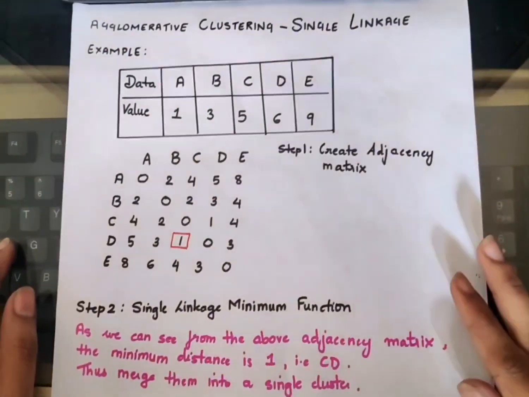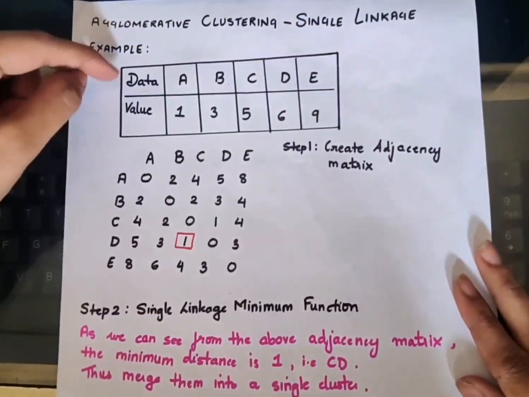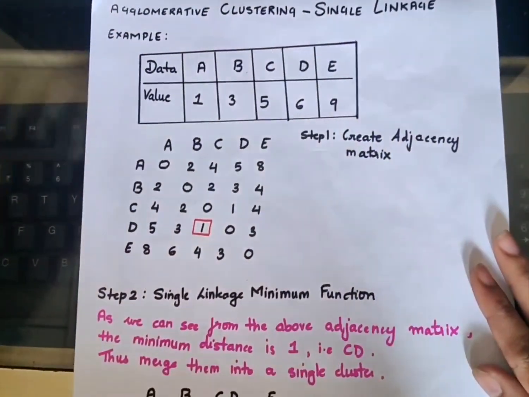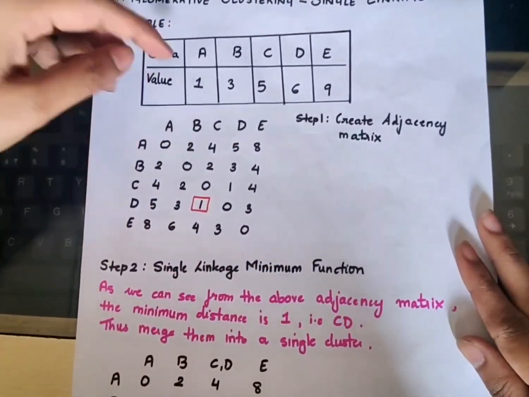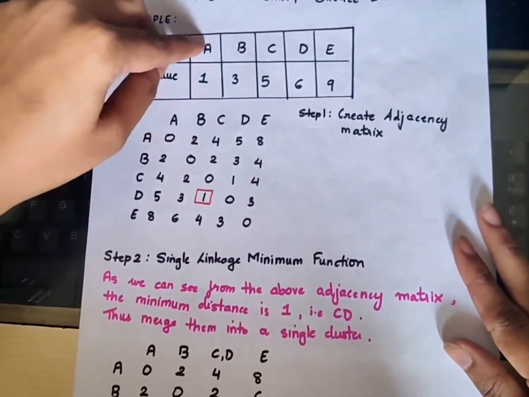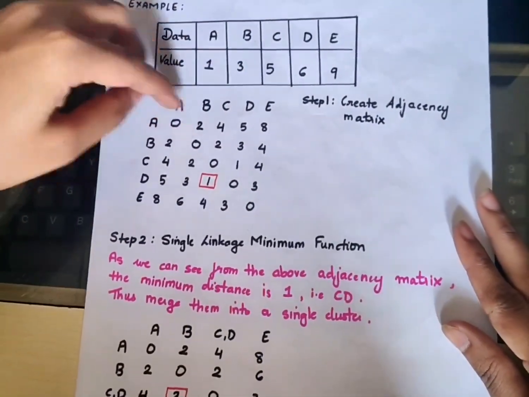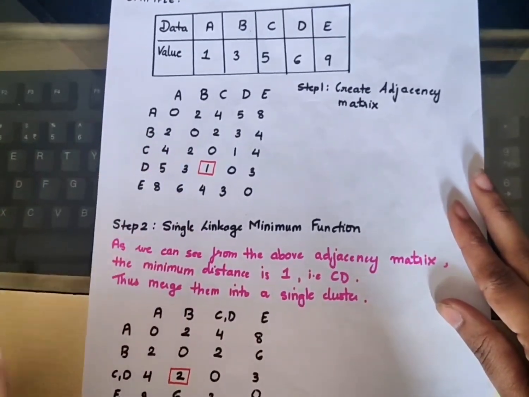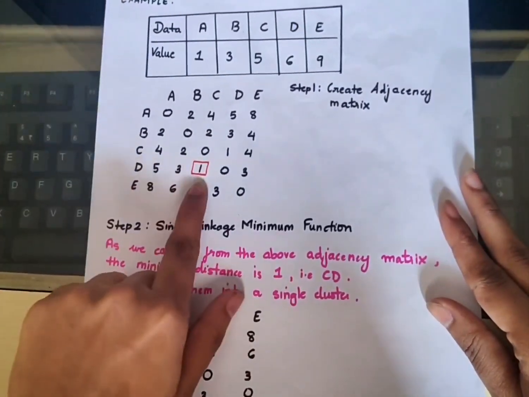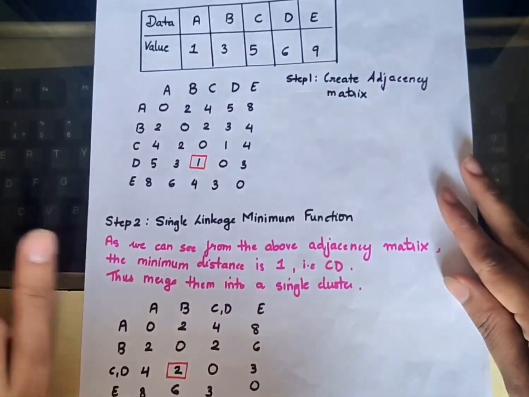So now we'll be learning about single linkage clustering in a numerical. Here we have our data and our values. The first step is to create an adjacency matrix. How will we create this adjacency matrix? For any two points, the distance between A and A, 1 minus 1, will be 0. Same thing for B, 1 minus 3 will be 2. In the same way we will create it for the entire thing. Now we need to find the minimum number. Here, as we can see, the distance between C and D is 1. So this will be our first merge.